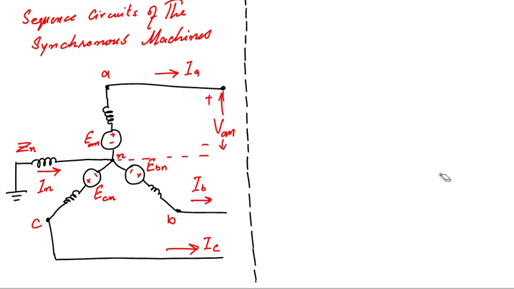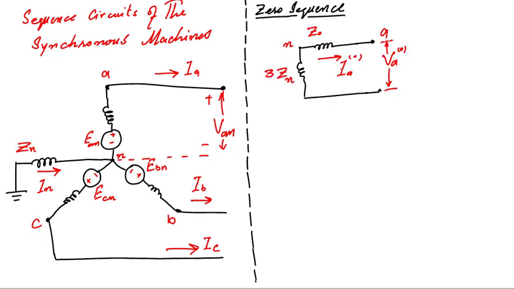Now let's draw three sequence equivalent circuit for synchronous generator without going into the detail of the derivation of those sequence equivalent circuit. So for zero sequence, this is zero sequence equivalent circuit. The zero sequence impedance is given as resistance of that phase plus j omega self inductance of the phase minus 2 times of mutual inductance of the phase.